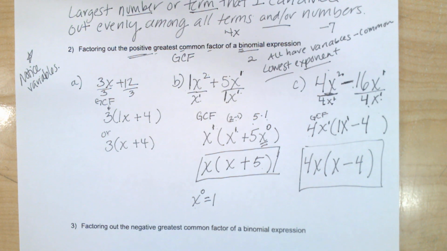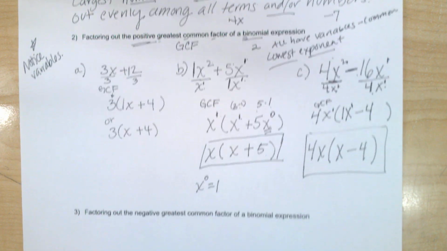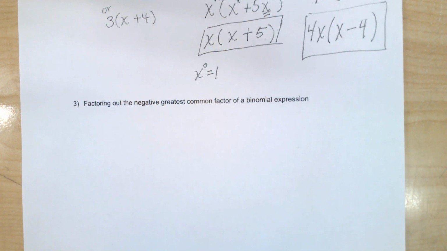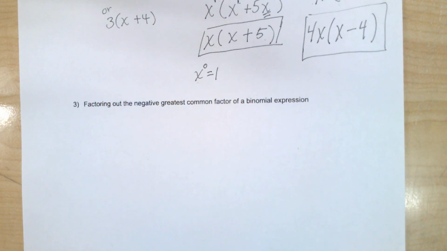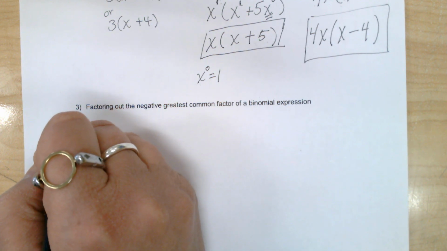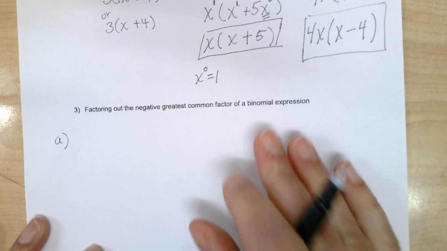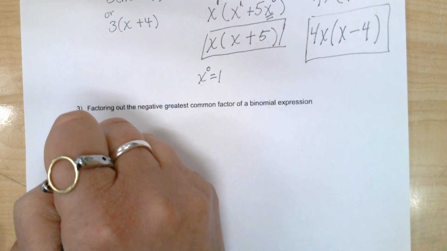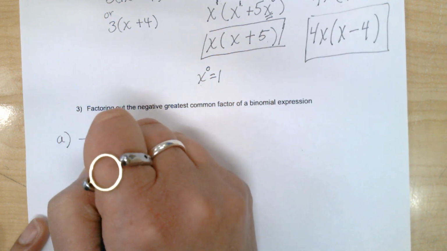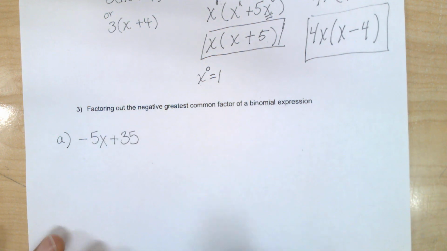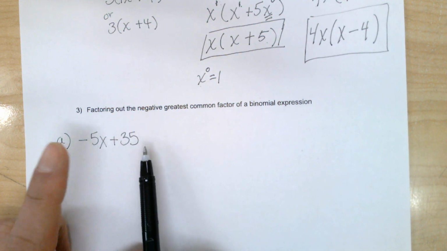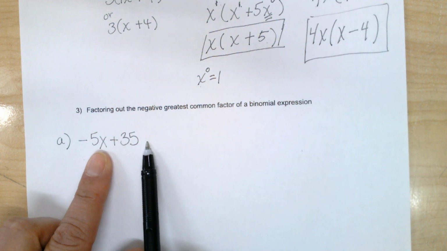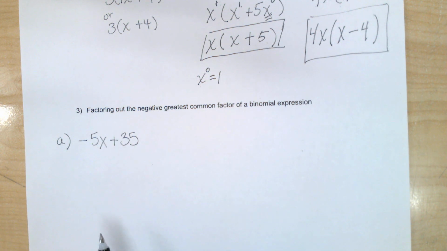Okay, let's do factoring out a negative number. So number 3, and we will definitely do more practice problems. I know a lot of people wanted practice problems, so we will come back to those problems. Make sure you bring the sheet with you. All right, so the first one is negative 5x plus 35. Okay, so let's notice our variables. I have a variable here, but I don't over here, so I'm not going to be taking out any variables.